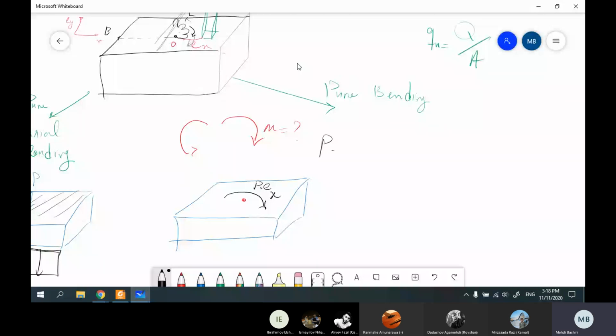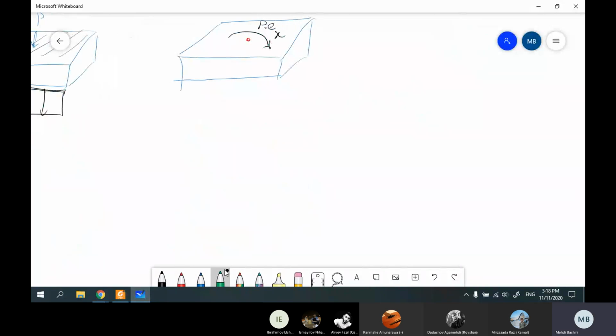So in this case, how would the stress distribution be? In here we have tension, in here we have compression. So this is my new distribution. I'm sure that you heard about the superposition rule. Normally, what is the superposition rule?